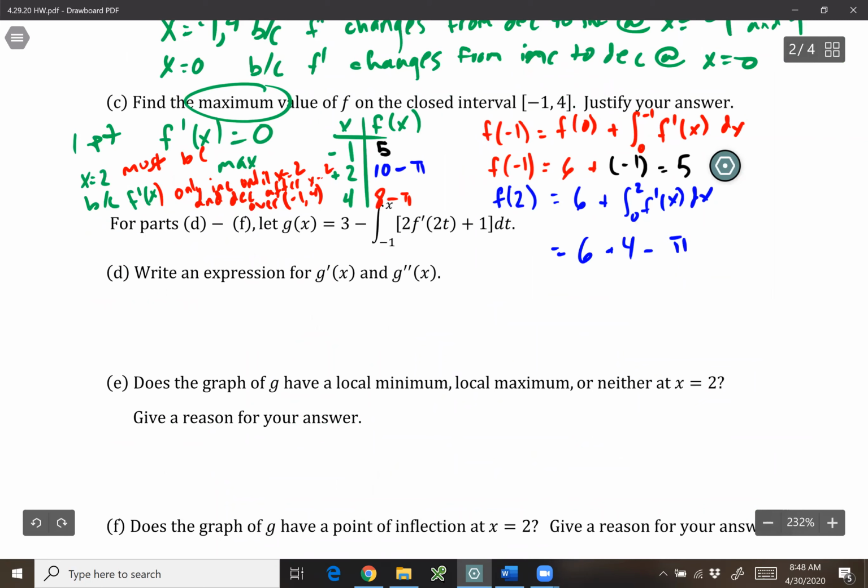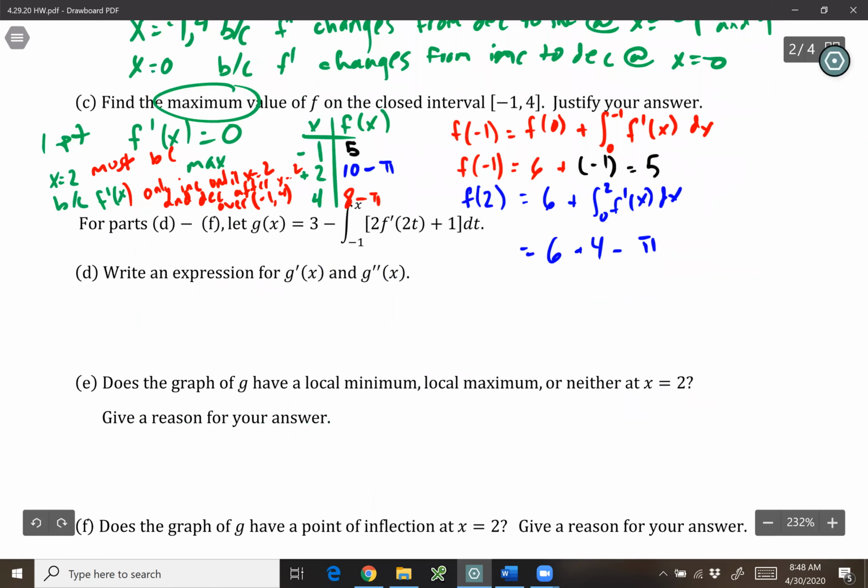Well, 10 minus pi is obviously bigger than 8 minus pi, but is it bigger than 5? Well, think pi is about 3, so 10 minus 3 is 7, so yes. So the absolute max is 10 minus pi at x equals 2.